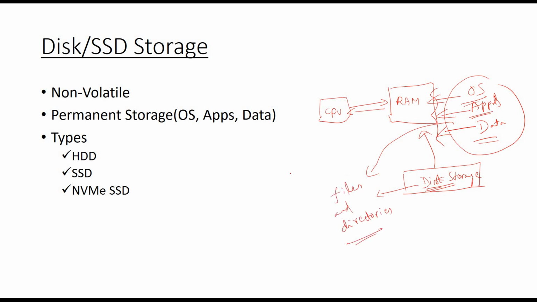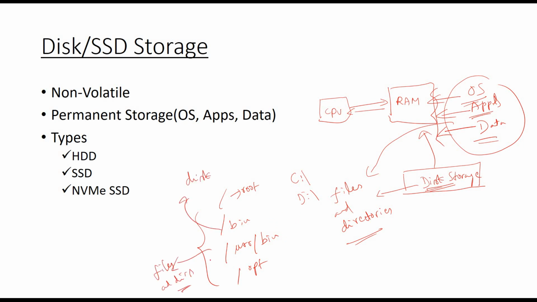For example, in Windows, we can see these are stored in terms of drives like C, D and so on. In Linux, we have corresponding mount points. These are different mount points where the applications or data will be stored as files and directories. These mount points actually map to corresponding disks in the Linux operating system. This storage is non-volatile. That means whatever is stored in the disk will reside even if we switch off the computer. The disk storage is permanent storage in which the operating system, applications, data and so on are stored as files.